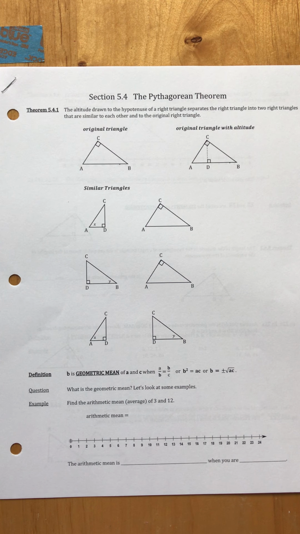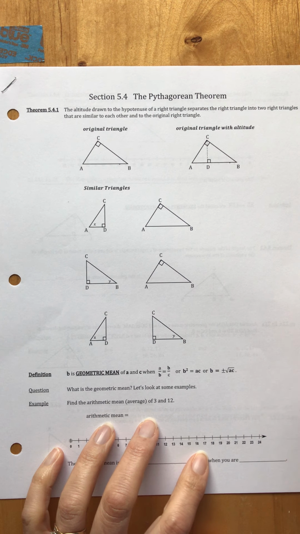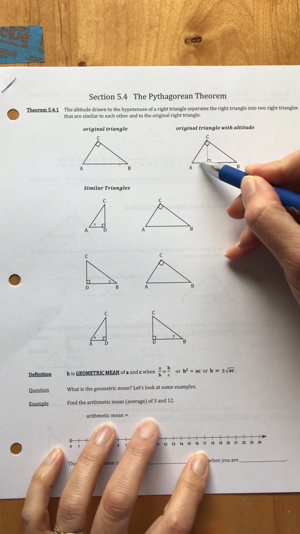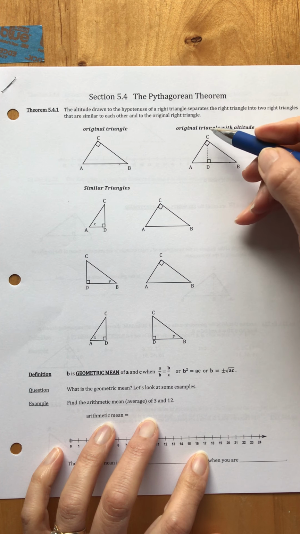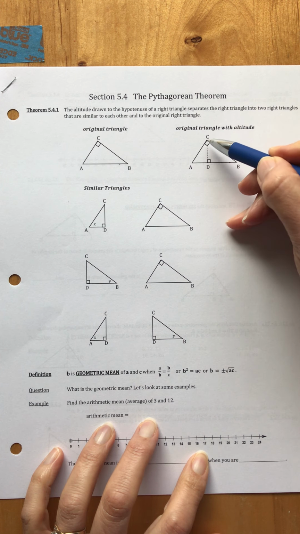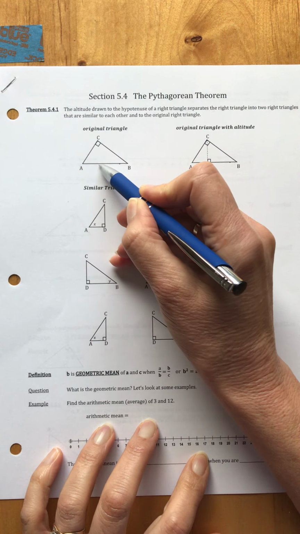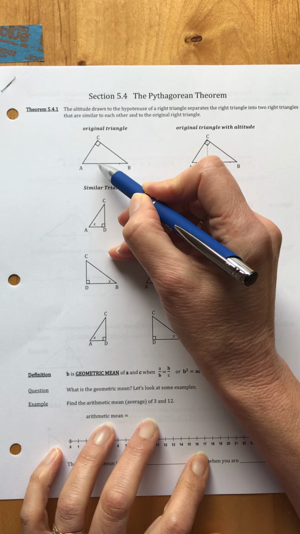This is section 5.4, page 1 on the Pythagorean theorem. So our first theorem says the altitude drawn to the hypotenuse of a right triangle. So here we have our right triangle, okay? And then we're going to go ahead and draw the altitude to the hypotenuse. So this is the hypotenuse, here's the hypotenuse across from the right angle, okay?